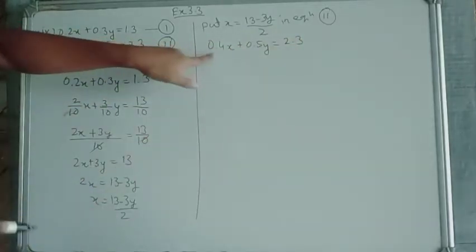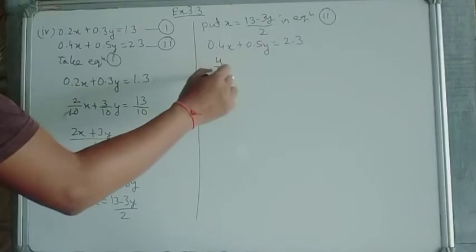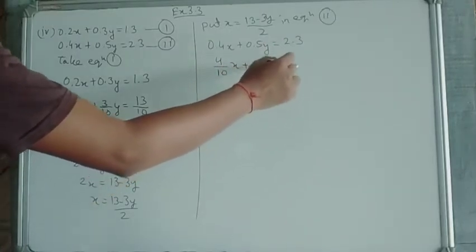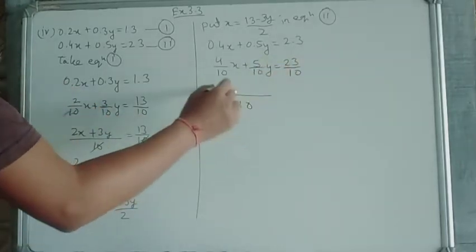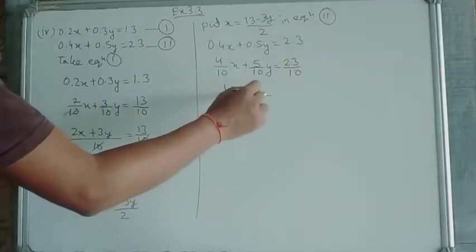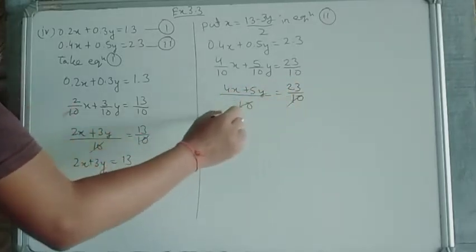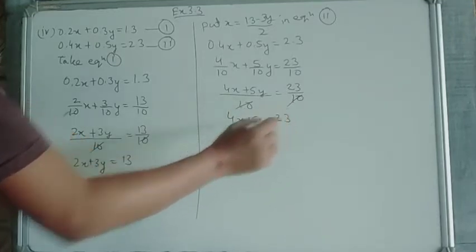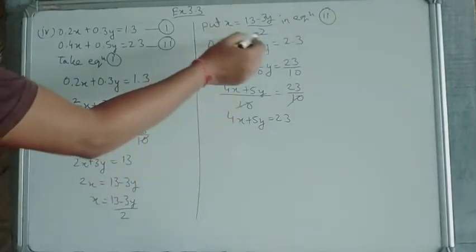So we will simplify this part also, the same way as we simplified here. It will become 4 by 10 x plus 5 by 10 y will be equal to 23 by 10. Same 10 will be the LCM. 4x plus 5y is equal to 23 by 10. 10 got cancelled. 4x plus 5y equal to 23. Now, what is your x value? This is your x value.